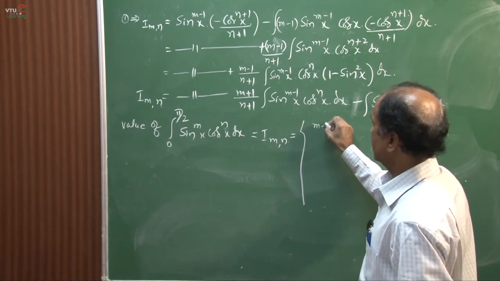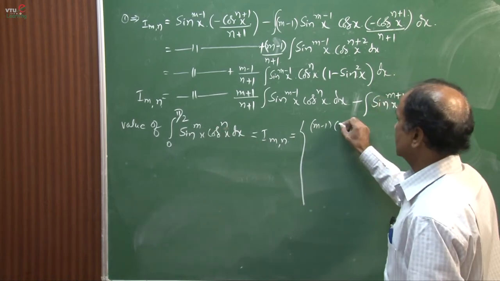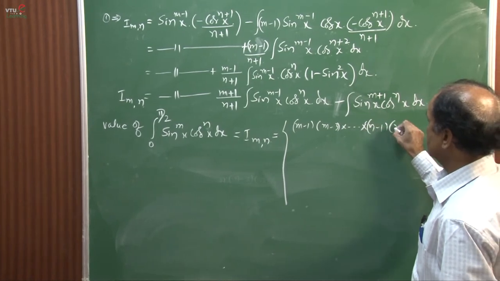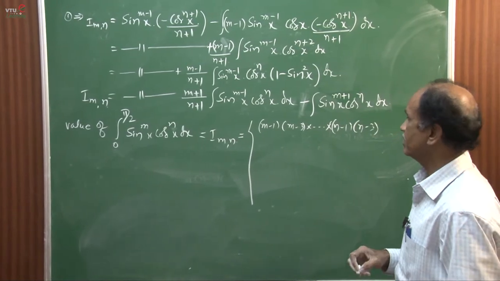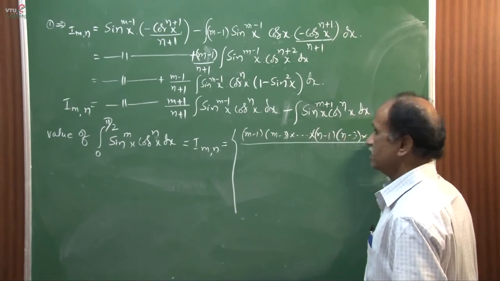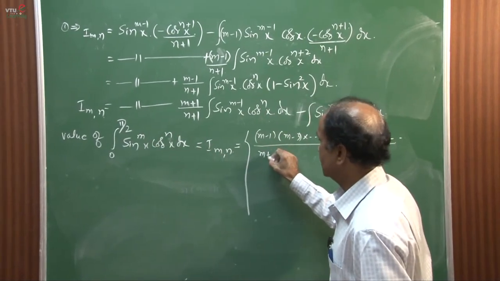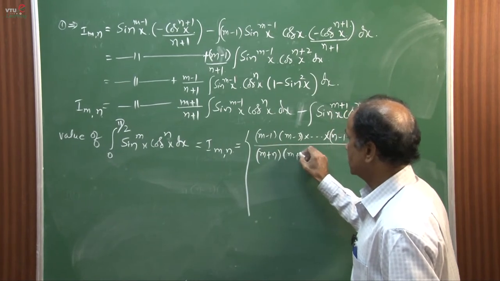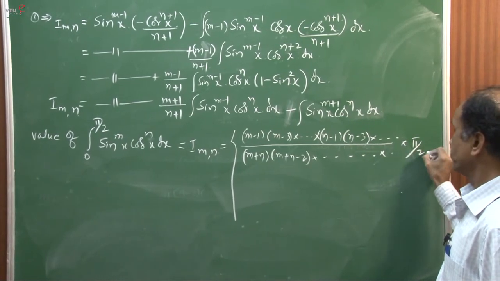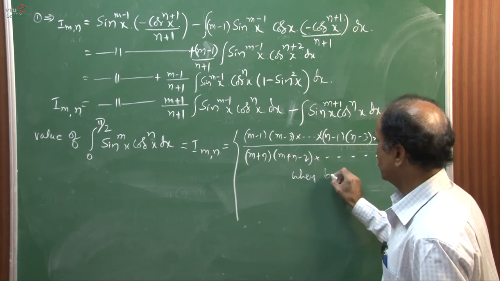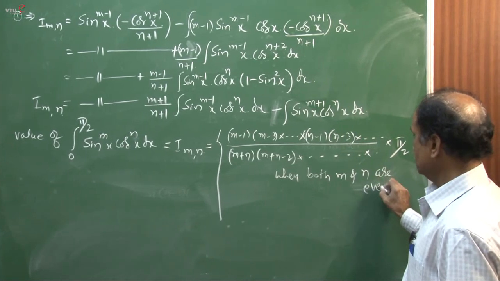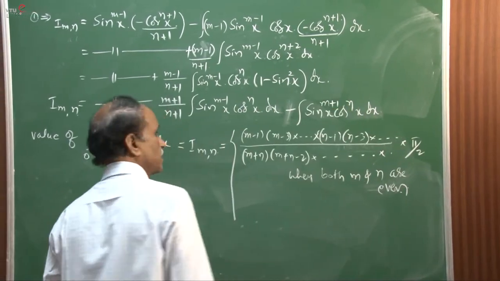One case is: m minus 1, starting from the first symbol, m minus 3 and so on, into n minus 1 into n minus 3 and so on, from the reduction formula you can write, divided by the summation of these two, that is m plus n first term, m plus n minus 2 and so on, multiplied by pi by 2, when both m and n are even.